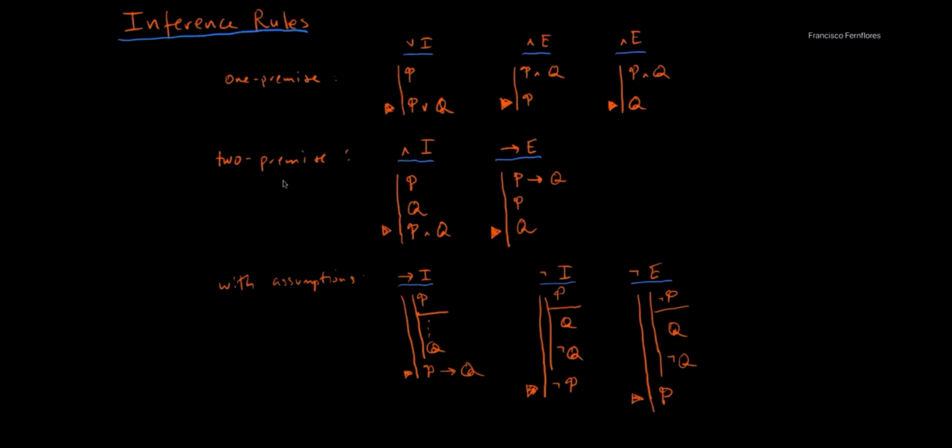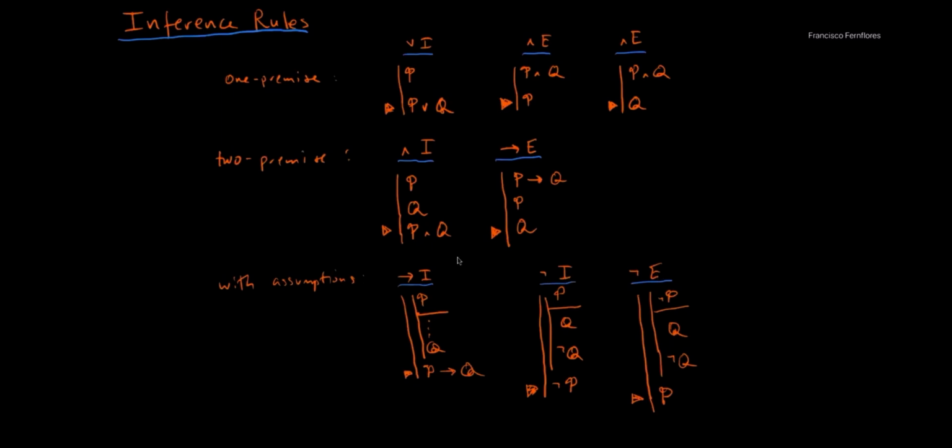Then we're going to list our two-premise inference rules. That's the AND introduction and the arrow elimination. Each of these requires two premises. And then finally, we're going to list the rules that use secondary assumptions. And there are three of these: arrow introduction, negation introduction, and negation elimination.